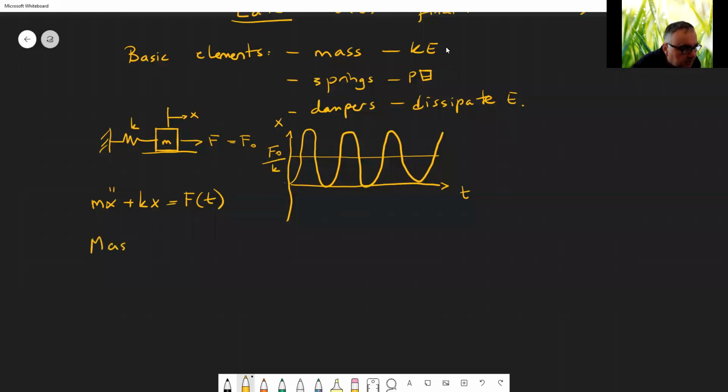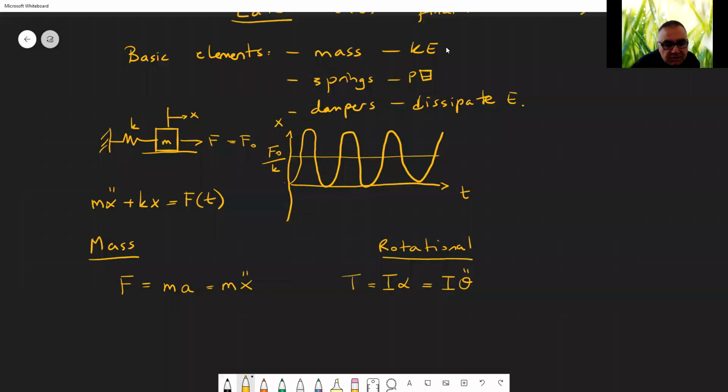The mass element, for example. As you know, the equation of motion that describes it is F equals ma, which is mx double dot. And there is the possibility of rotational mass or rotational inertia. T is equal to I alpha, which is I times theta double dot. This is the rotational equivalent, rotational inertia, if you like. Okay, this is the translation.